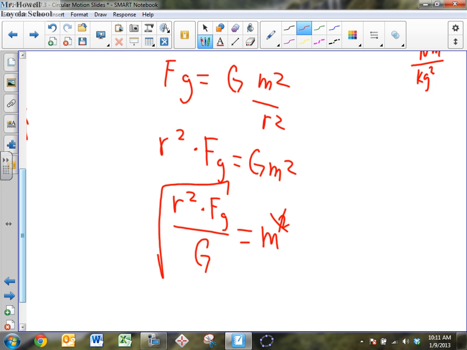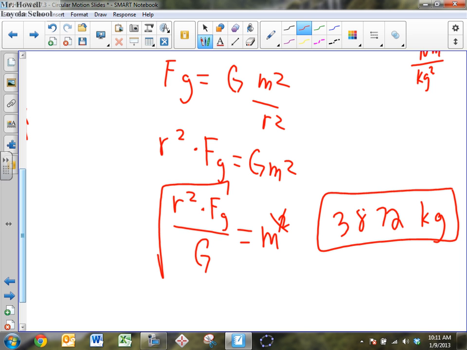What we're going to get as an answer is 3,872, and the units are mass. So what are the units of mass? Kilograms. Okay, kilograms.